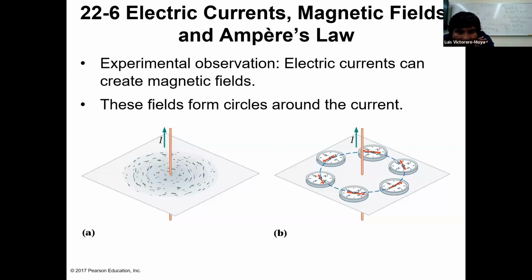Now let's replace those iron filings with compasses and look at the needle of the compass. As it goes around the conductor, the needle moves, pointing towards the north first and then towards the south, depending on where it is located. So the needle is moving because there is a field that is moving it. So then there is a magnetic field due to that current.